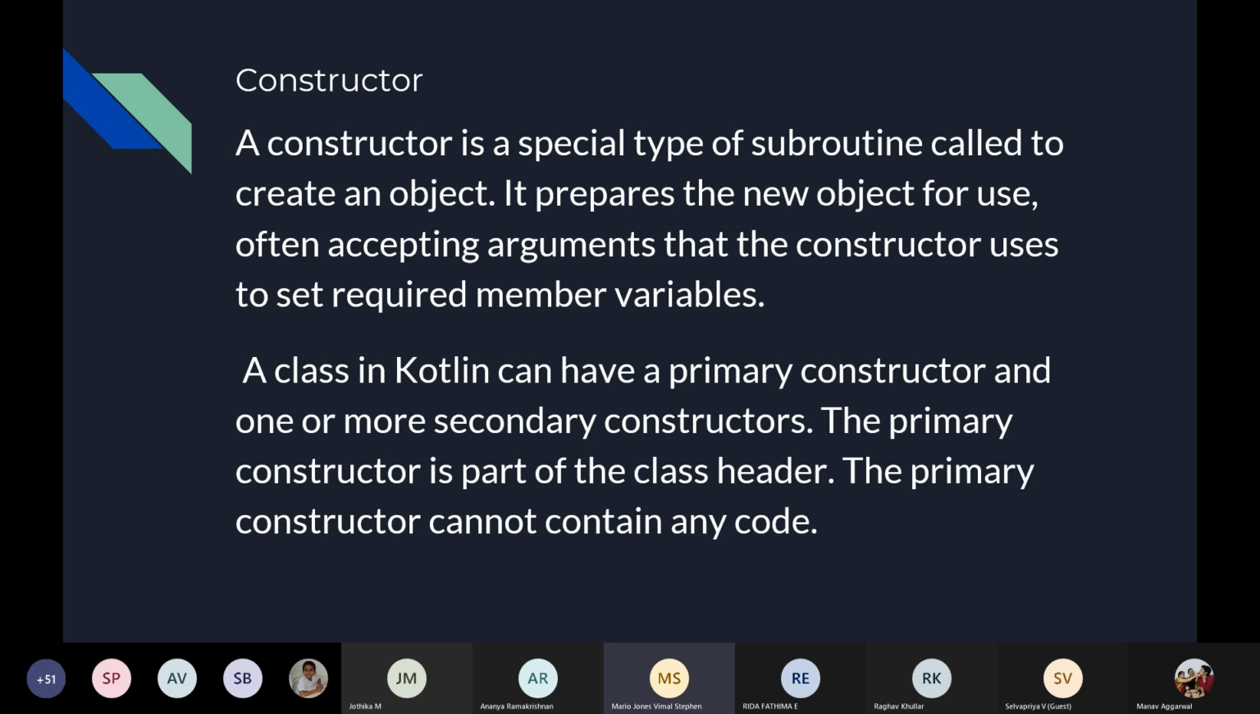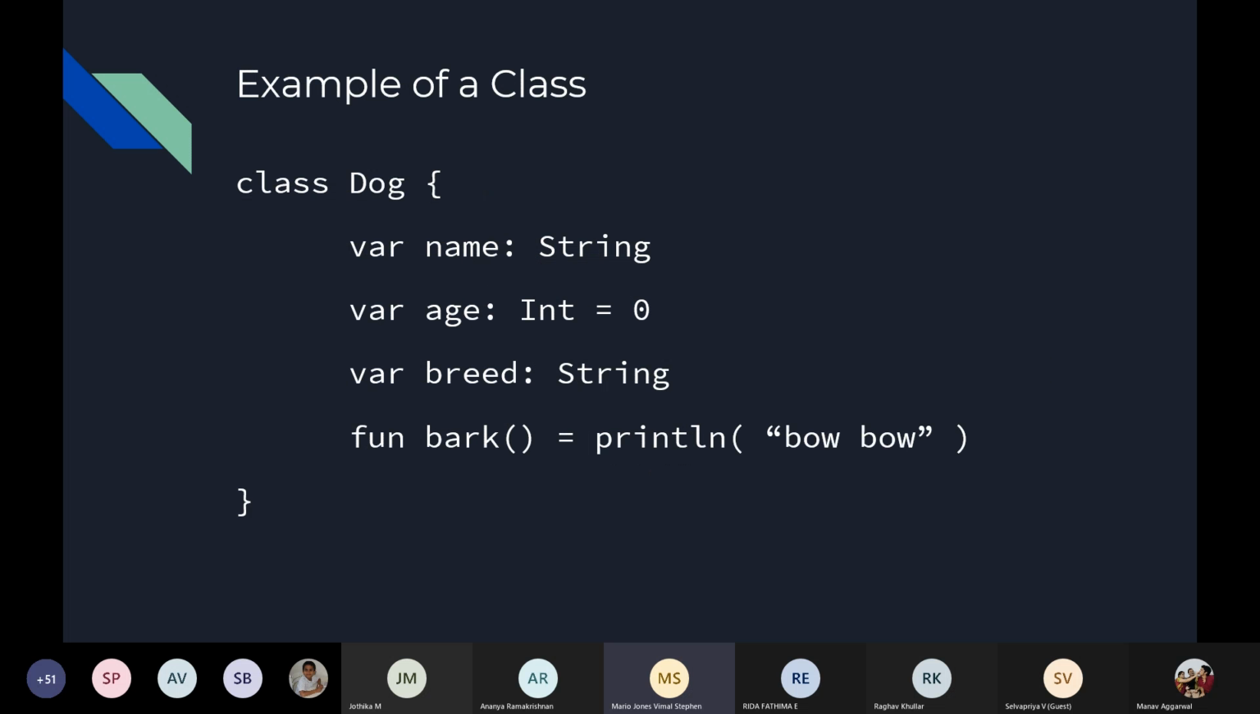So the job of the constructor is to prepare the new object for use, and the constructor often accepts arguments from the one that is constructing the object, and it can set the required values of the object while it is being created itself. Classes in Kotlin have a primary constructor and one or more secondary constructors. The primary constructor is part of the class header itself. Like in the previous example, I've used class dog, right? So this in itself is a constructor.